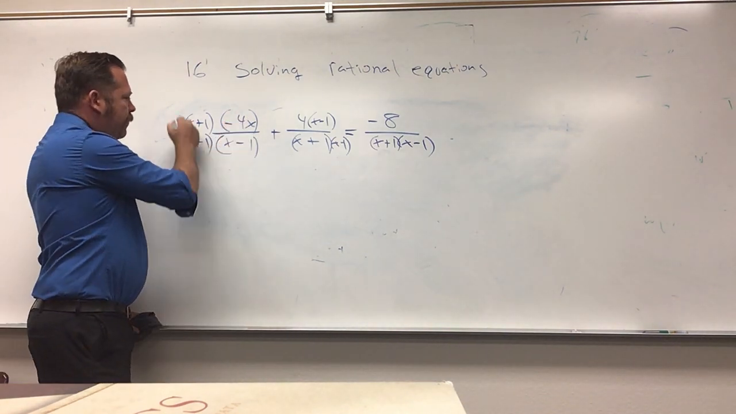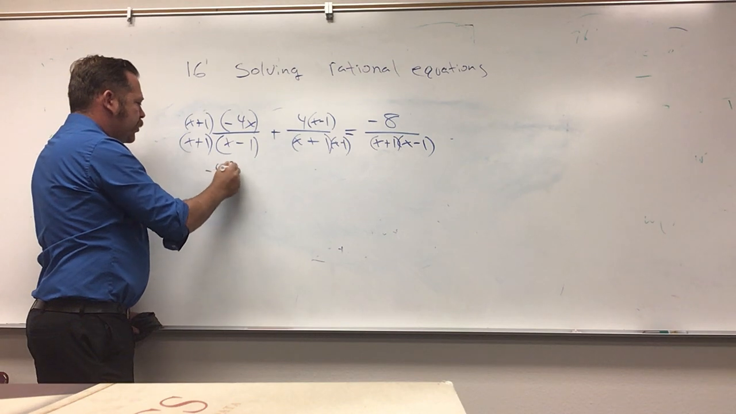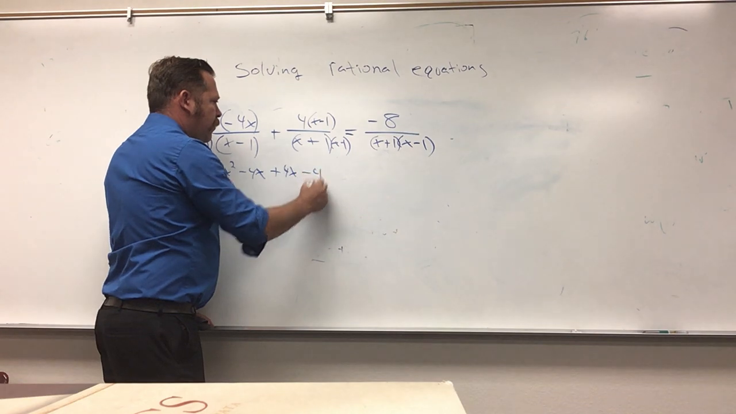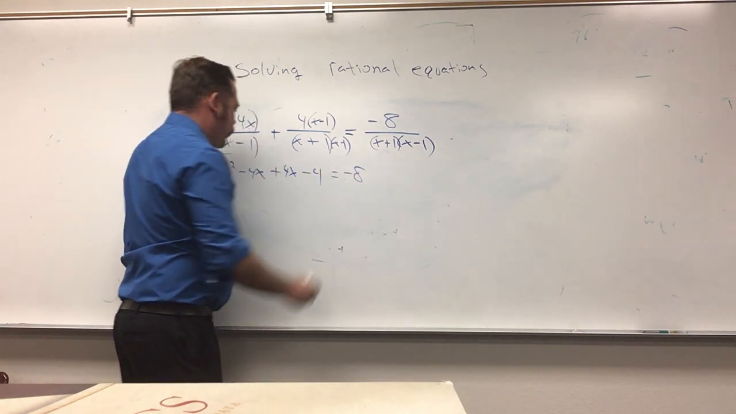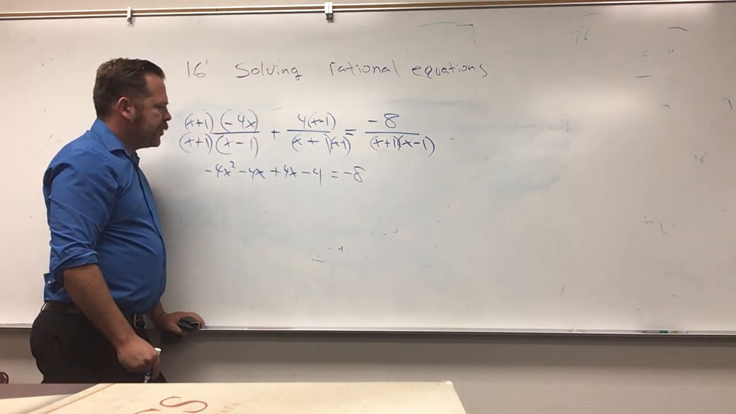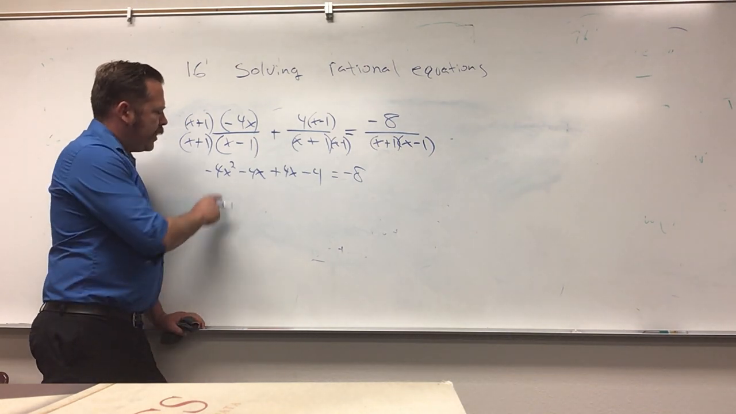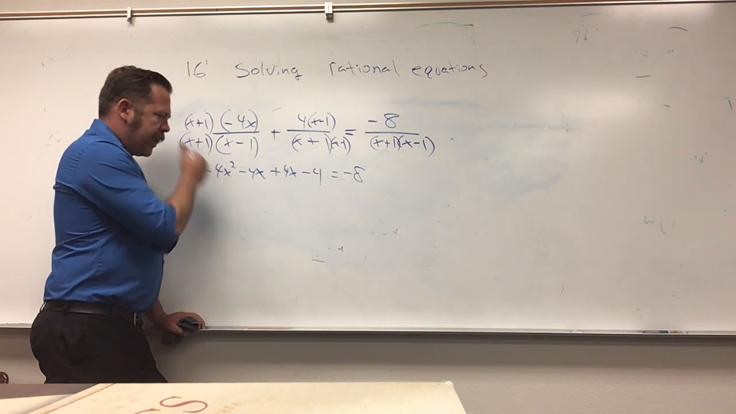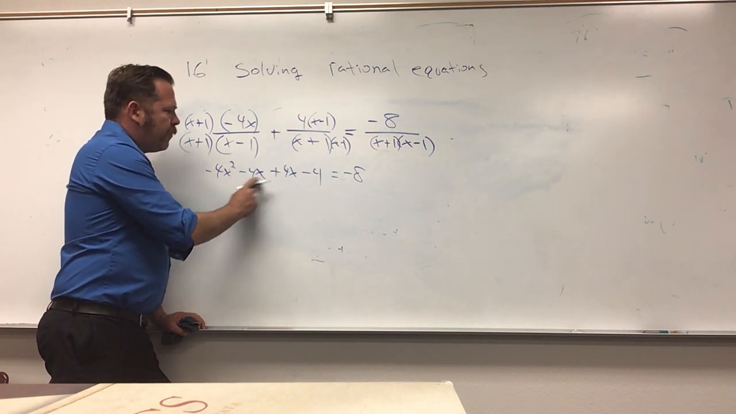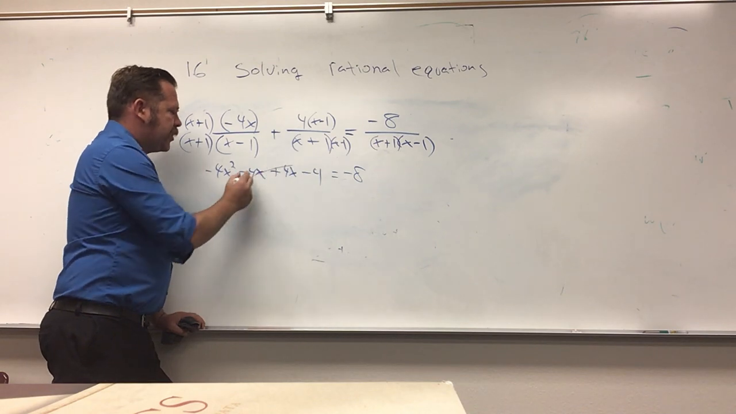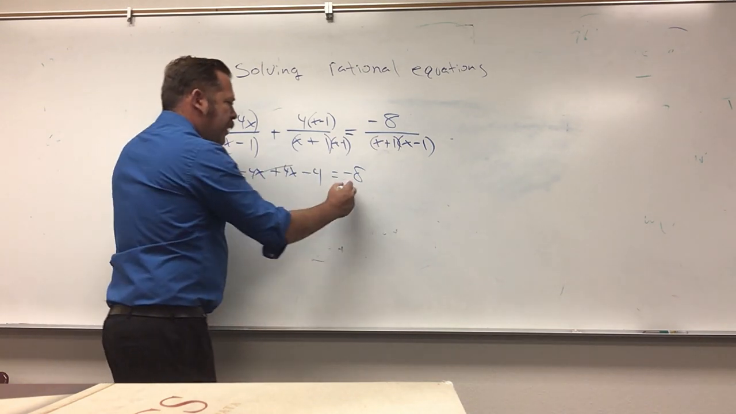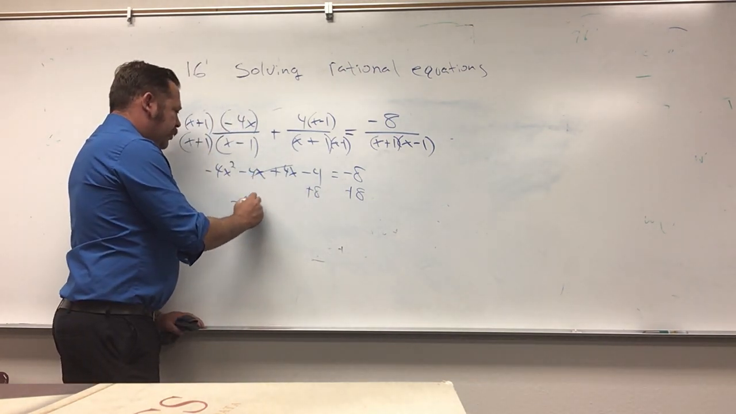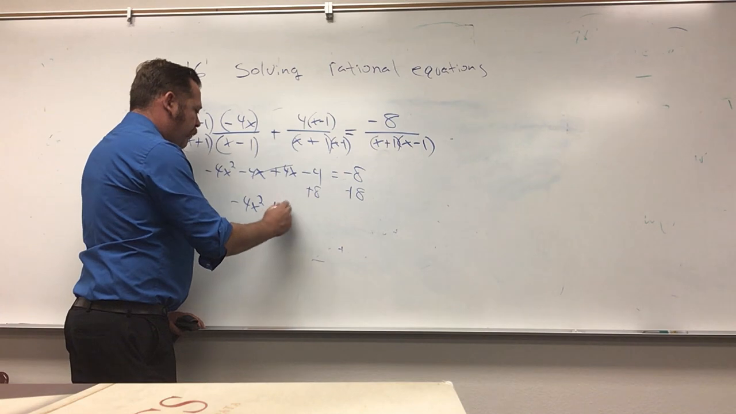I'm going to distribute the negative 4x, so I would get negative 4x squared minus 4x plus 4x minus 4 equals negative 8. I've got a quadratic equation again. And I don't really like that my a term's negative. I'm probably going to do something about that. So let's combine these. Negative 4x squared and 4x, they cancel. That's nice. That's going to be helpful. Let's go ahead and add the 8 over. And I get negative 4x squared plus 4 equals 0.